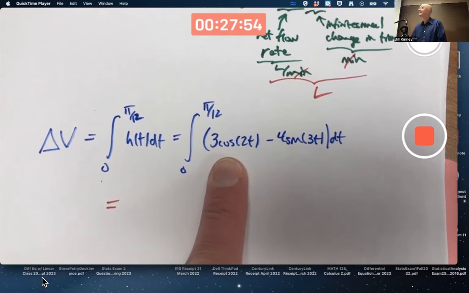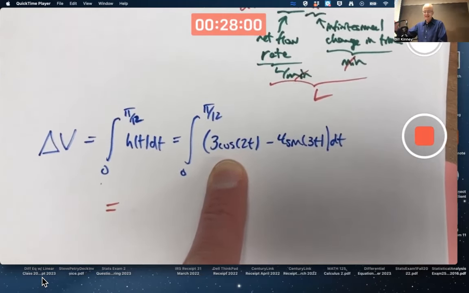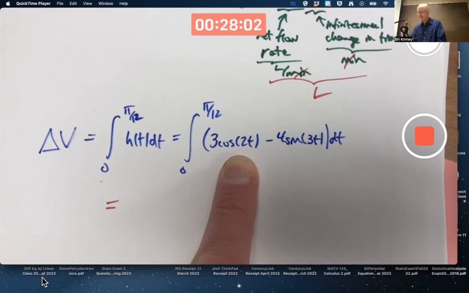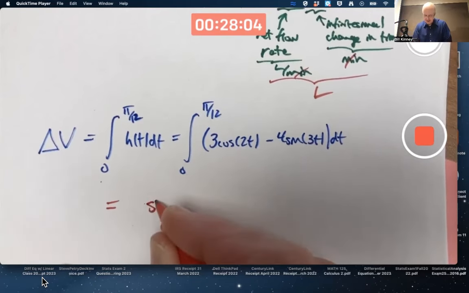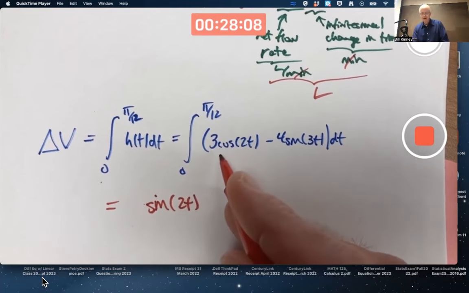Integral of cosine is sine, right? Derivative of cosine is negative sine, but integral of cosine is positive sine. Probably got to have a 2t in there. I'm just doing educated guessing here. How about the 3 there? How do you deal with that?